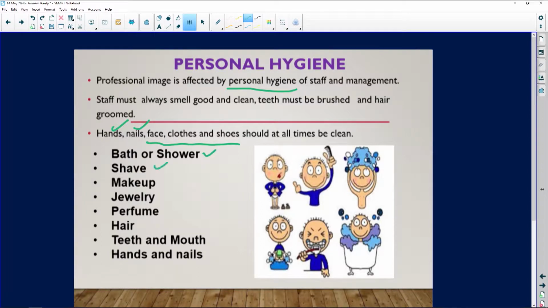Bath and shower, shave nicely clean, or if you're a man with a beard, keep it nicely trimmed to look professional. Girls, wear the makeup in such a way that it is not too excessive. Same with jewelry. Perfume, you're allowed to wear perfume, but can you imagine 10 people with different scents in one place? It can just create an interesting smell. Your hair must be tidy. When you open your mouth, your teeth must be clean, your mouth must be clean, and then, of course, your hands and nails must look presentable.